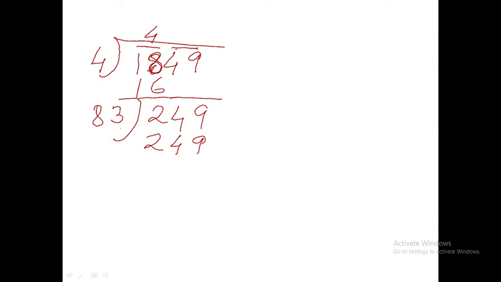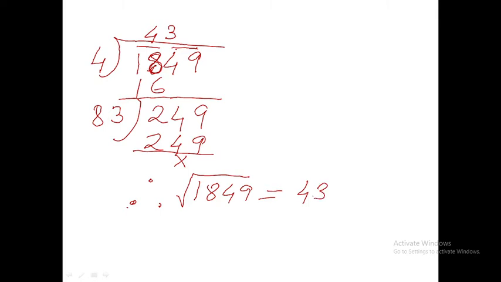Now whatever digit you put here, the same digit you have to put in the quotient. Now our remainder is 0. Since the remainder is 0, our division finishes here. Therefore the square root of 1849 equals 43. This is how we find the square root of a number by division method.